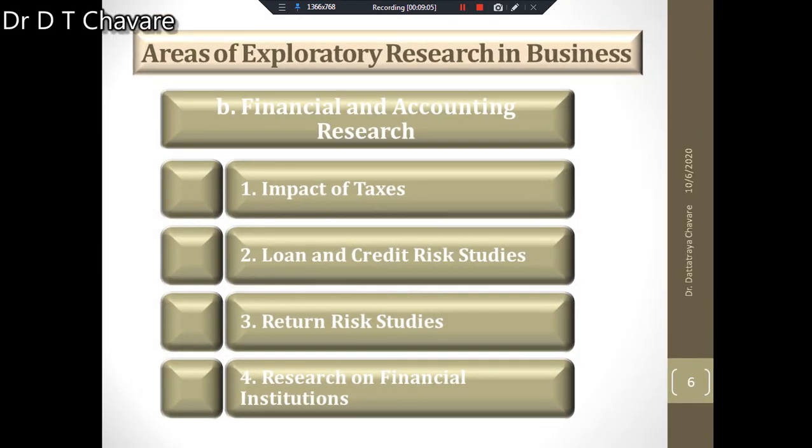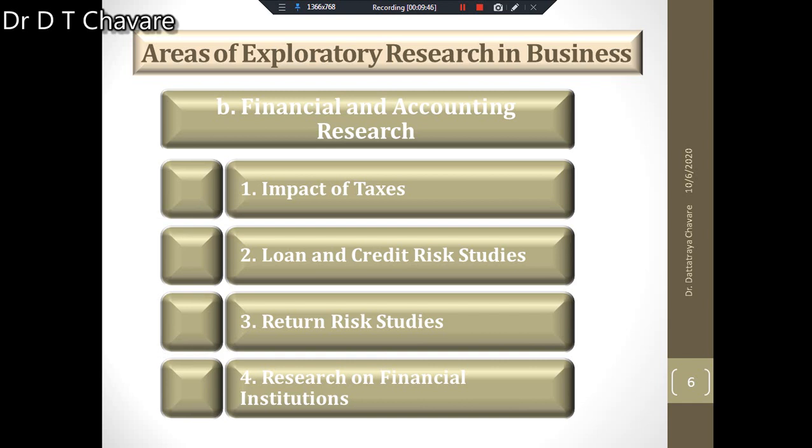Then another classification is there in the areas of exploratory research in business. The second classification is financial and accounting research. In this financial and accounting research, four types of research activities are conducted. First, impact of taxes. What type of impacts are there about taxes? If tax is increased, that automatically impacts sales, definitely affecting the sales also. It means that you will find different types of impact about these taxes.